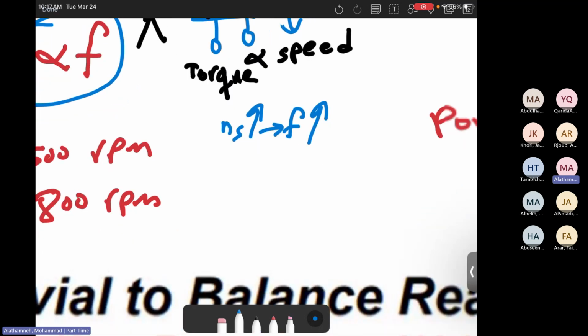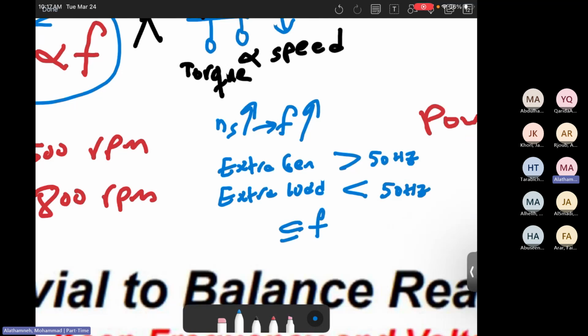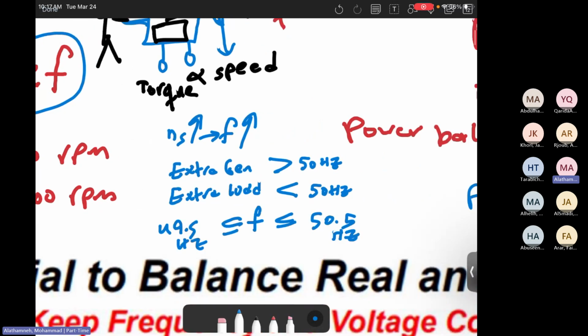But keep in mind, the frequency must be bounded between 49.5 hertz and 50.5 hertz. This is the worst case. If the frequency is below 49.5 hertz, the generator will trip, will be out of service. If it is more than 50.5, the generator will also trip and go out of service. So again, extra generation makes the synchronous speed accelerate, and the frequency is high.